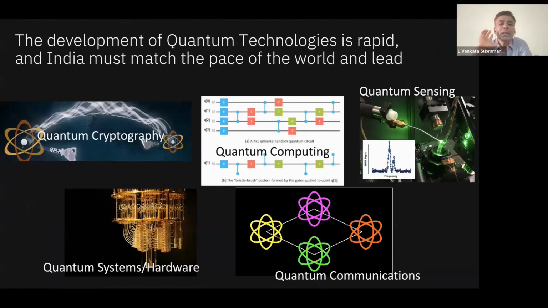Quantum actually involves a lot of different technologies. There is quantum cryptography, there is quantum computing, there is quantum sensing, and there are the hardware aspects of it, the physical quantum computer. Then there is quantum communications. Today I'll focus more on the quantum computing aspect. I'll give you some indication of where the hardware is heading and how cryptography is evolving, but the focus is on quantum computing.